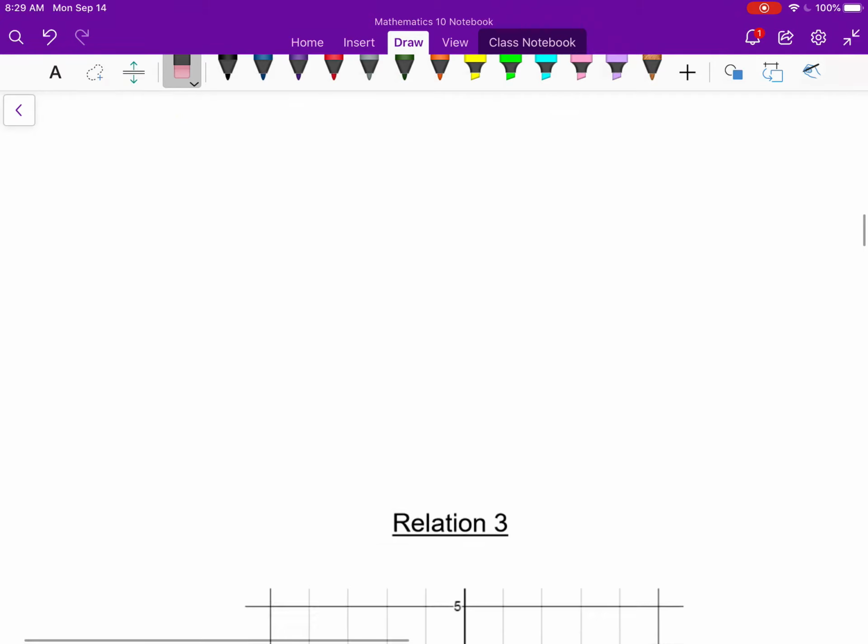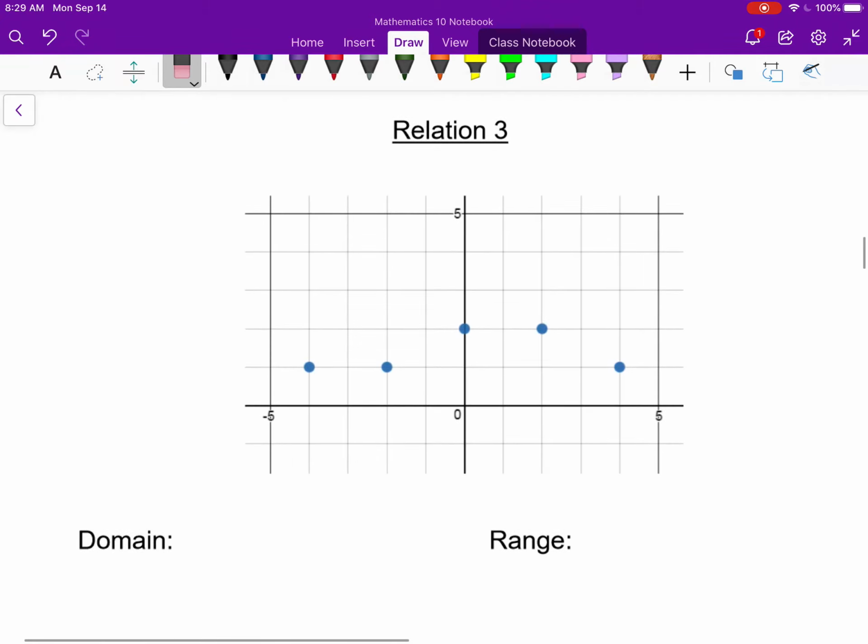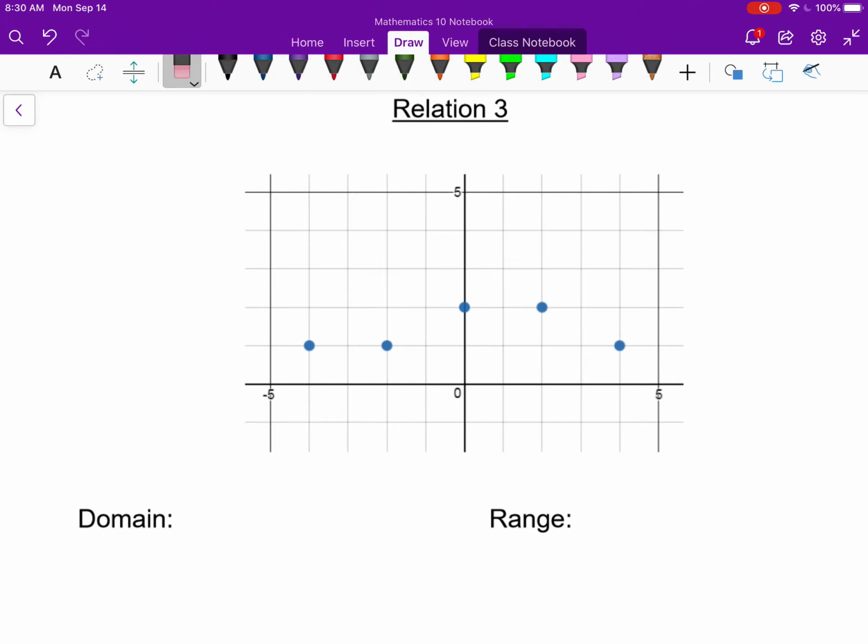All right, let's look at the next relationship. This time, our relationship is just a graph. What does this graph mean? I don't know, just some dots. But I can see the scale of the graph. Each grid line is 1. And so what's my domain?